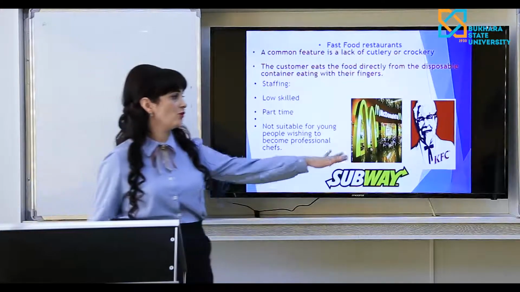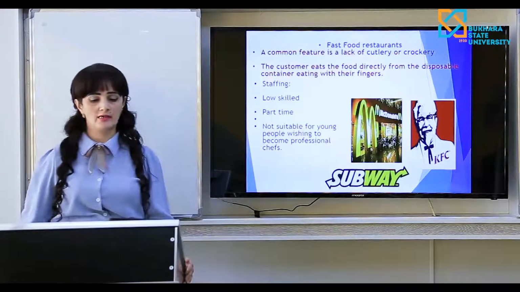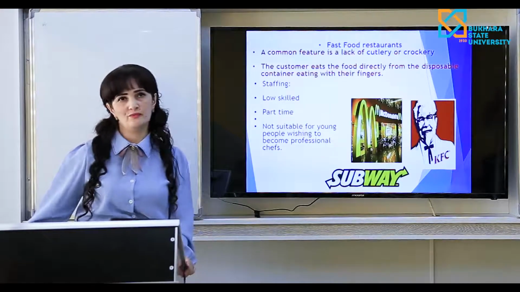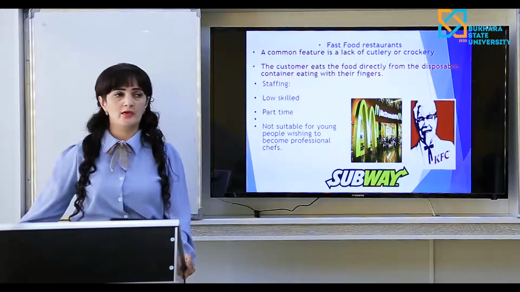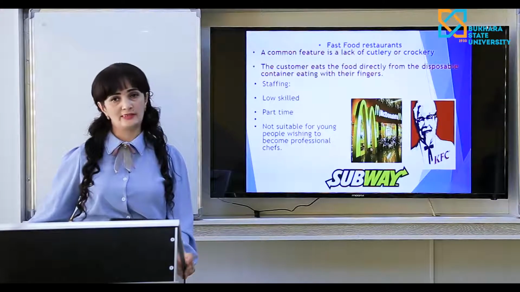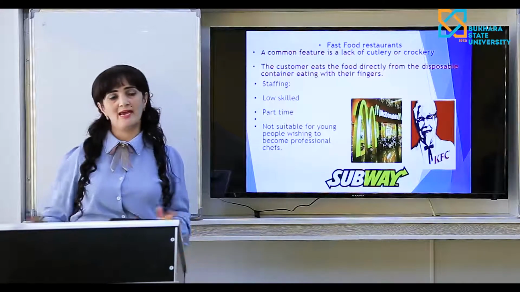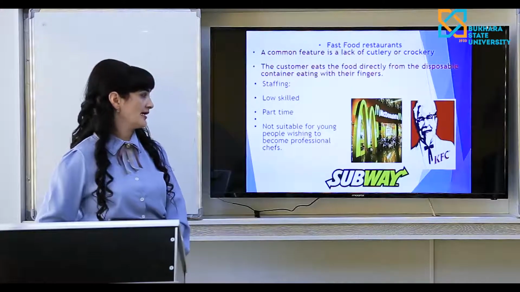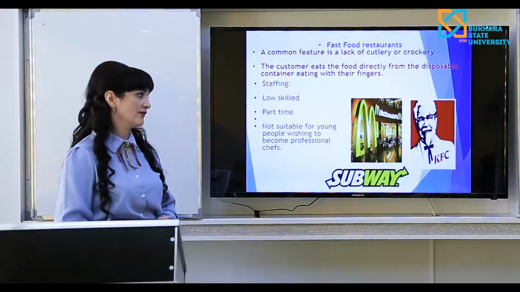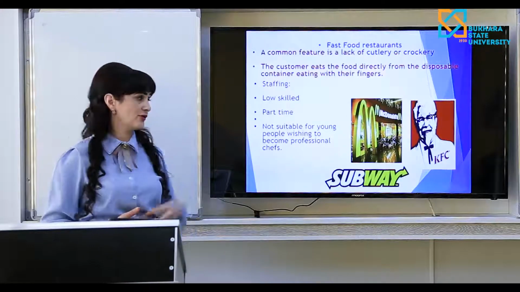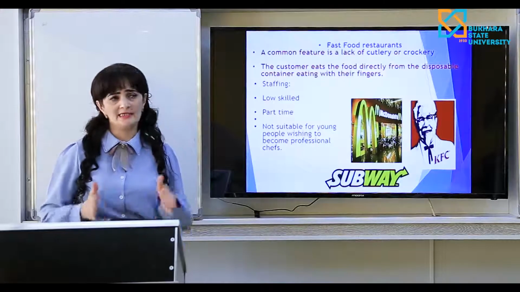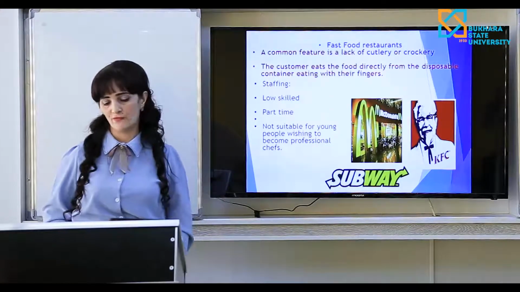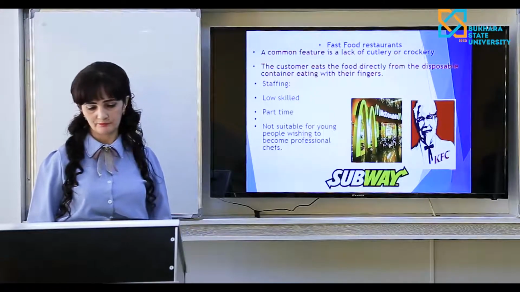And the people who work at fast food restaurants, for the most part they are youth, and they are low skilled, and they may have part-time jobs. These types of restaurants are not suitable for young people because they cannot become professional chefs in the future. They may have only a part-time job while they are working at fast food restaurants.